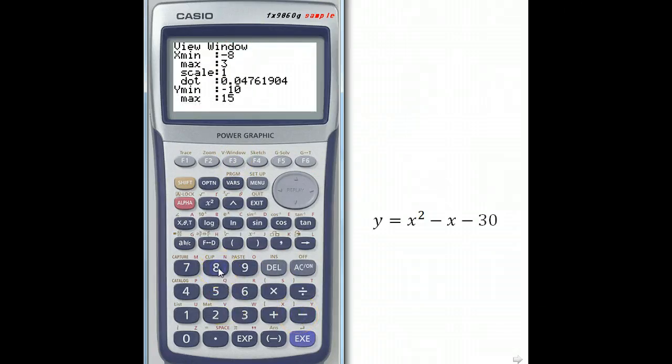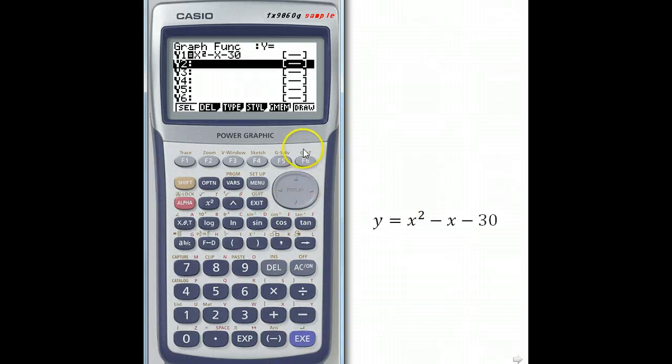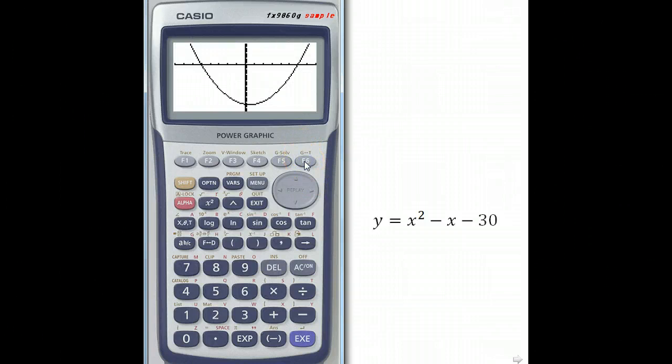So let's open it up a little bit. Let's make x go from -8 to 8, and let's go down and make the y minimum -35, and let's see if that works for us. So let's try drawing it again, and there. Now we've changed the view window, and now we can actually see our graph.